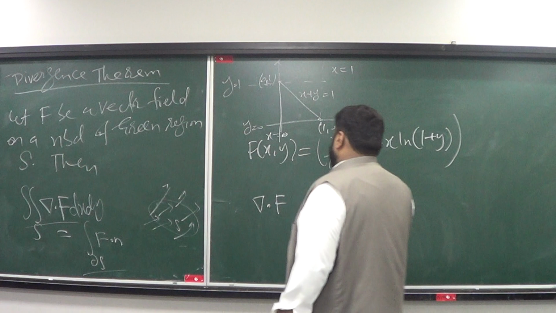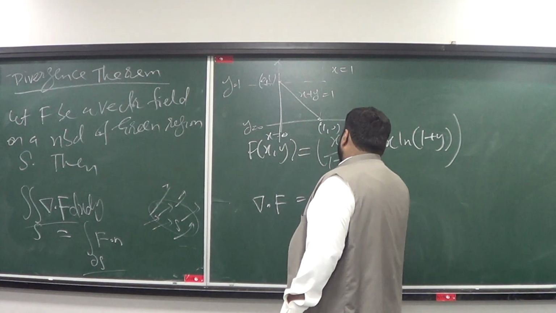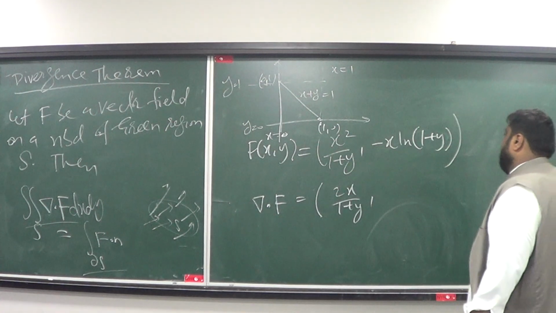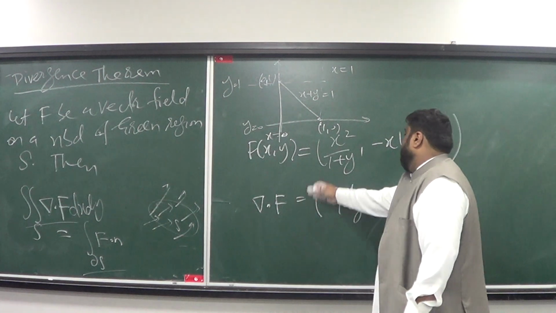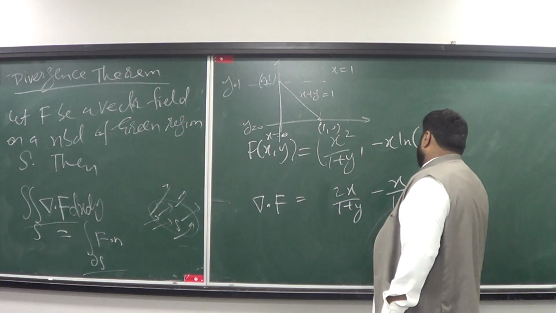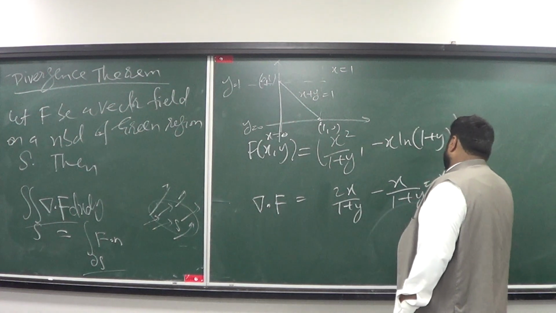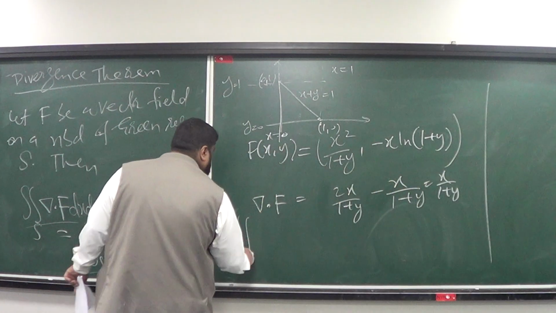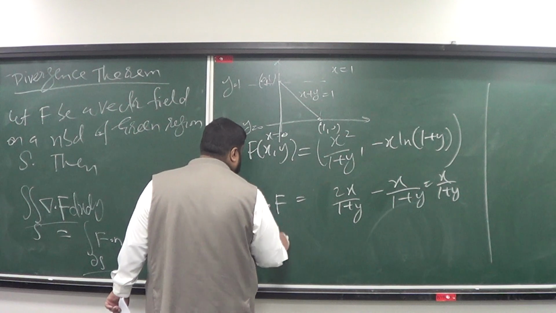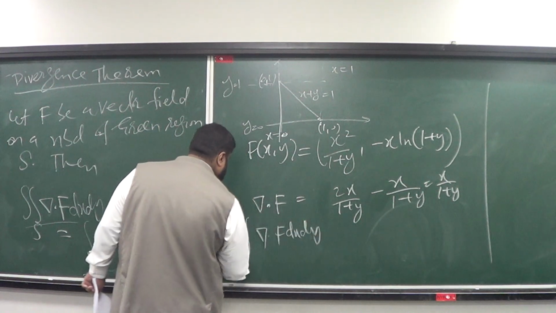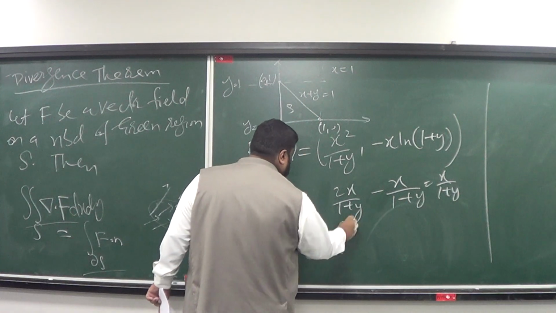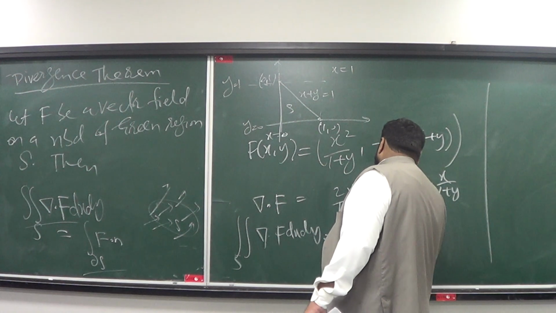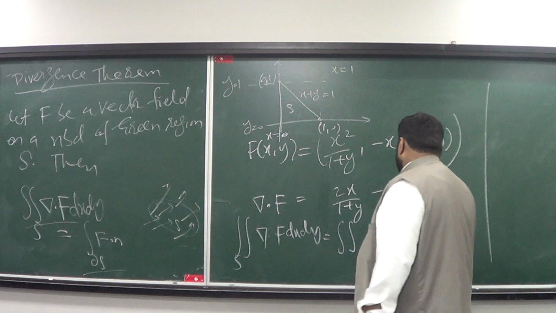So what would be del dot f? Taking partial derivatives, it's going to be 2x over 1 plus y, and minus x upon 1 plus y. So it's going to be x over 1 plus y. So if you want to compute the integral of del dot f dx dy in this triangular region S, you need to compute x upon 1 plus y, first dx and then dy.